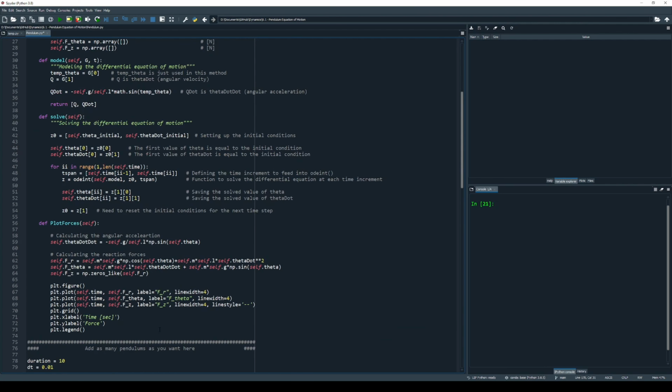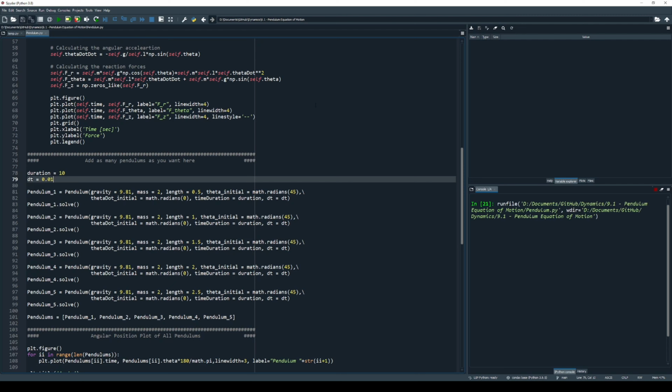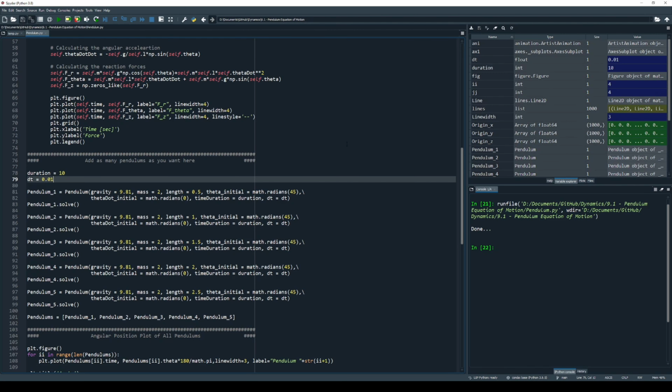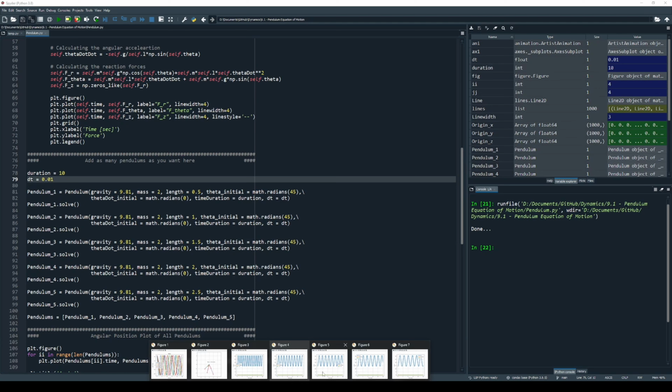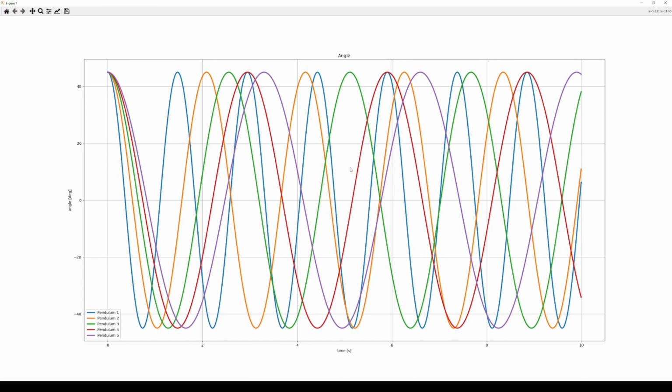Okay, so let's go ahead and run this. Remember, the only difference is the lengths. The masses are the same, the gravities are the same. The lengths of the pendulums are the only thing that's different in this code. Okay, so I think it should be done. Yes. All right, so here is the first chart it will do.